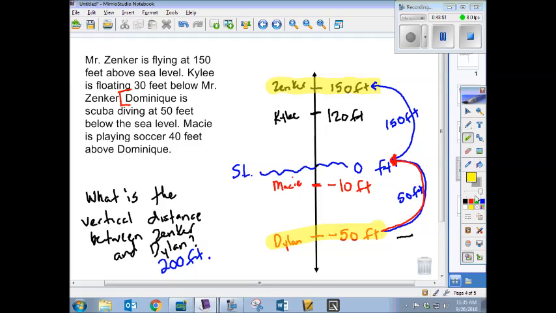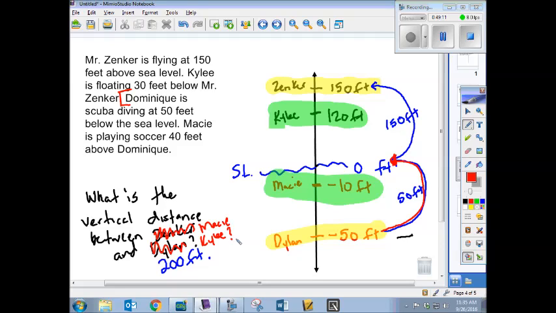Think about it. How far apart is Kylie and how far apart is Macy? The question would say, what is the vertical distance? Now we'll take out Zenker and Dylan. We'll put in Macy and Kylie. What's the vertical distance between Macy and Kylie, guys? Think about it. I made them real easy numbers this time. Anybody know? Anybody want to take a shot?